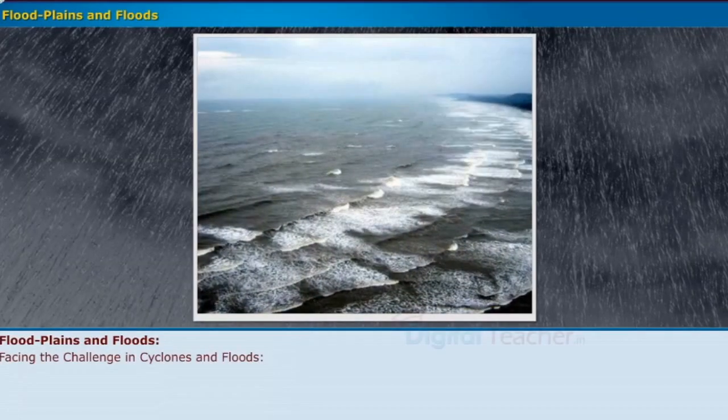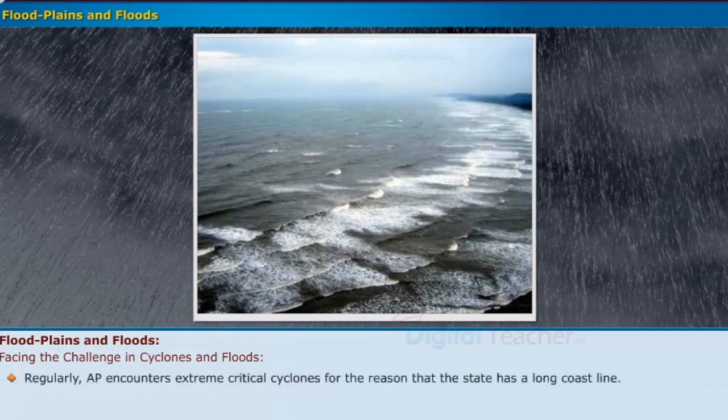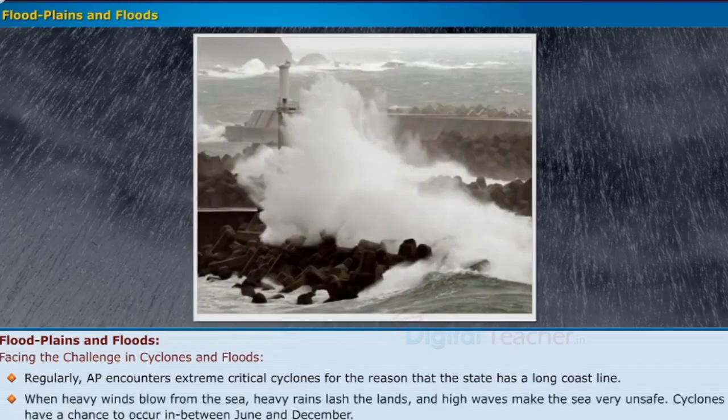Let us know about facing the challenges in cyclones and floods. Regularly, AP encounters extremely critical cyclones for the reason that the state has a long coastline. When heavy winds blow from the sea, heavy rains lash the lands and high waves make the sea very unsafe. Cyclones have a chance to occur between June and December.